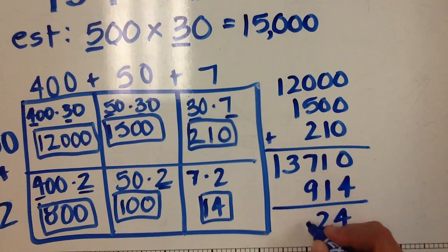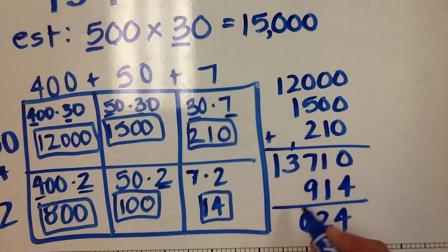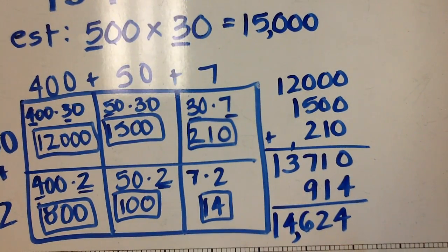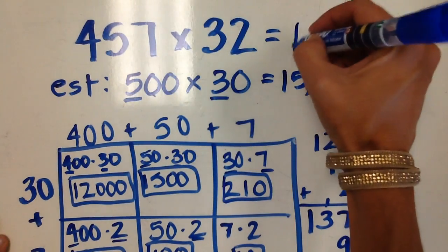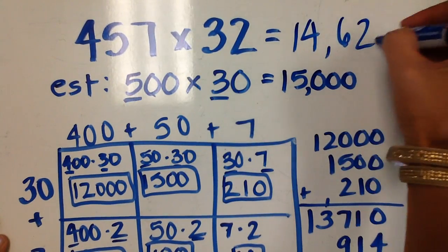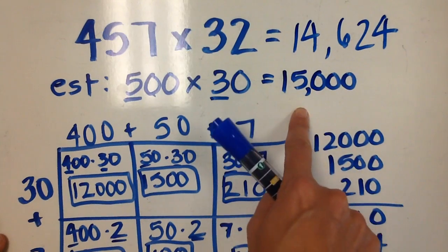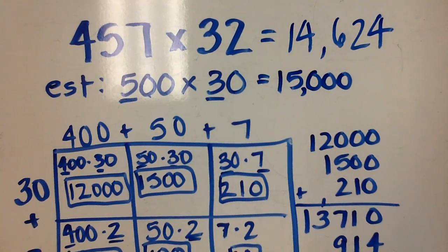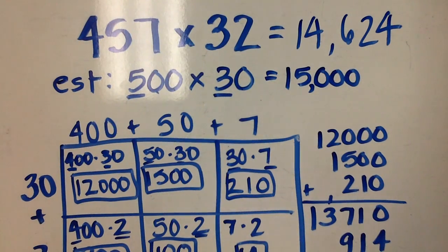And then I'm going to add these two together, and I get 14,624. So that would be my final answer. And whenever I compare it to my estimate, that's a pretty reasonable answer. So this demonstrates for you the area model strategy.